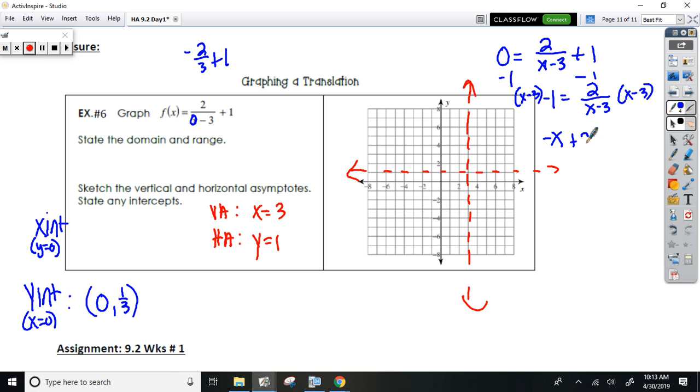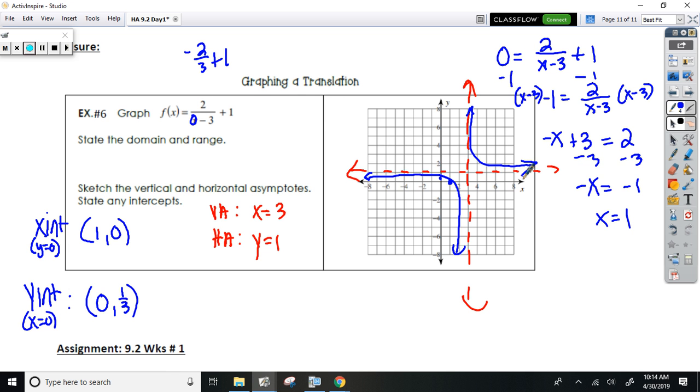Negative x plus 3 equals 2. So we should get x equals 1. So the x-intercept should have been 1, 0. And you have to do a little bit of algebra for that one. That's the only one you really have to do work for. And then you can plot those points. The x-intercept is 1, 0. The y-intercept is at 0, 1/3. That should get you a good enough picture here, and then you know the other ones up there.